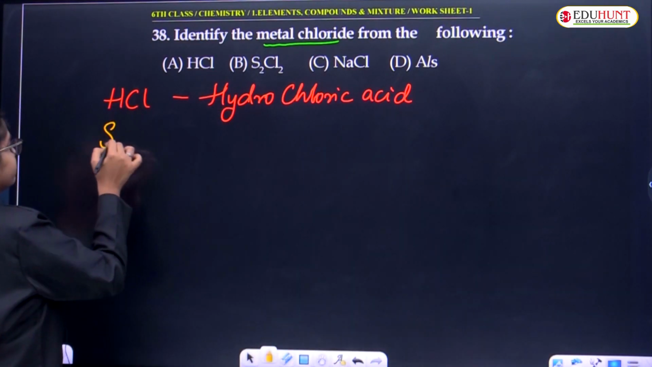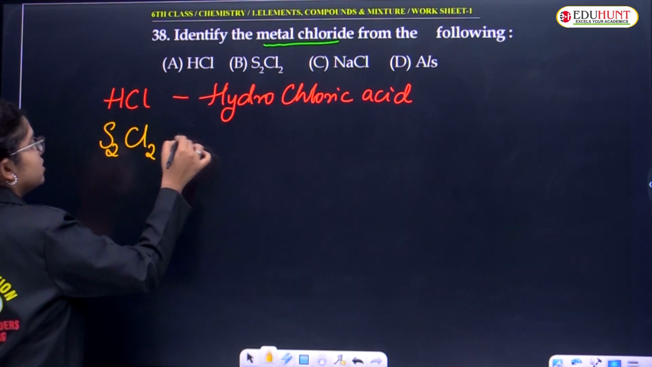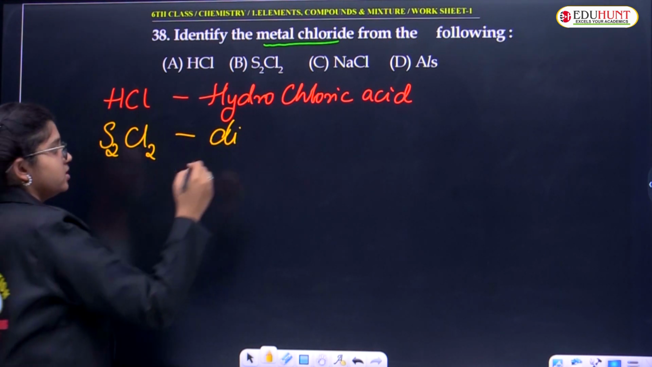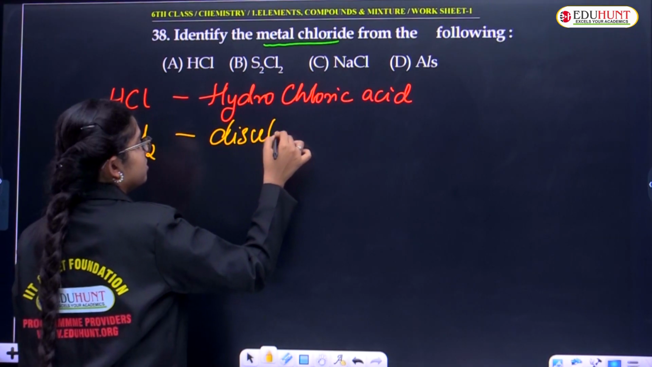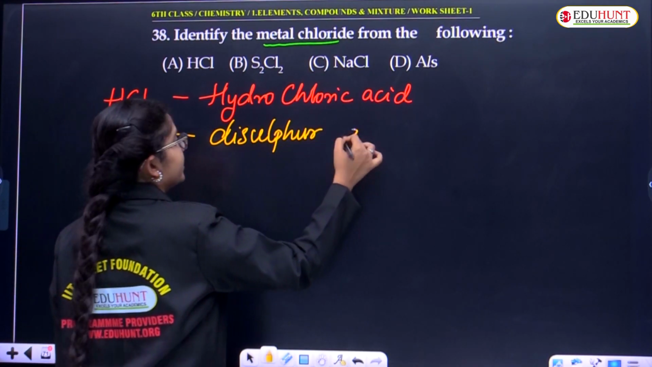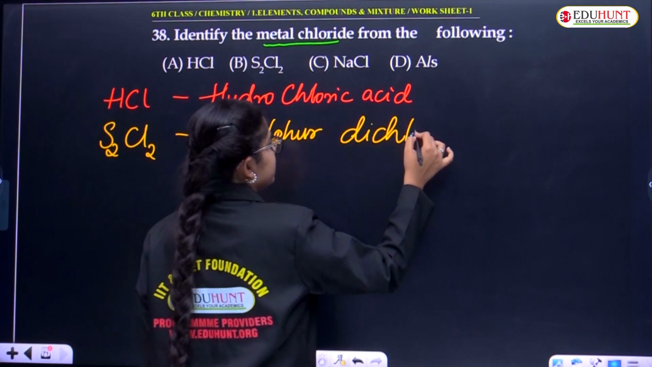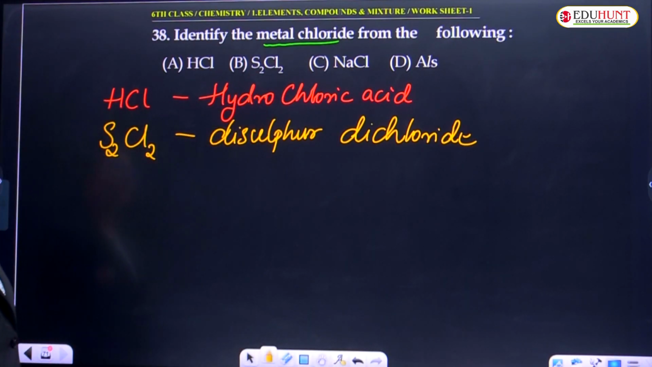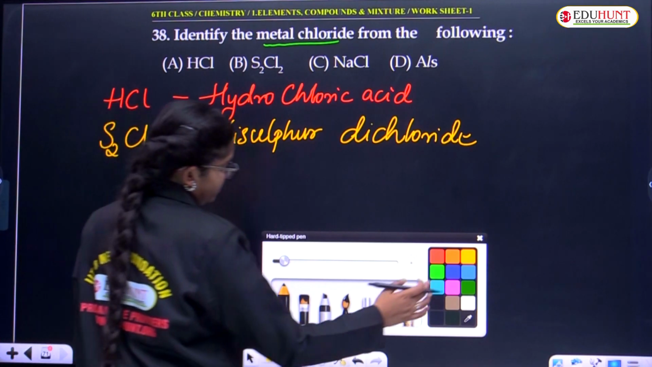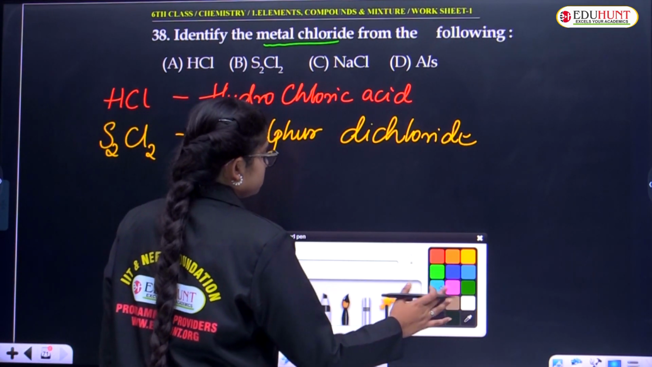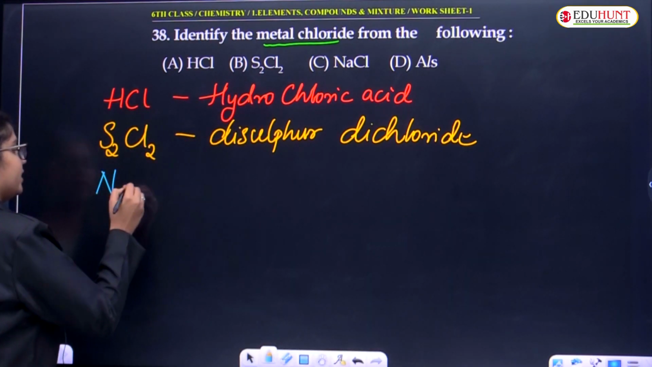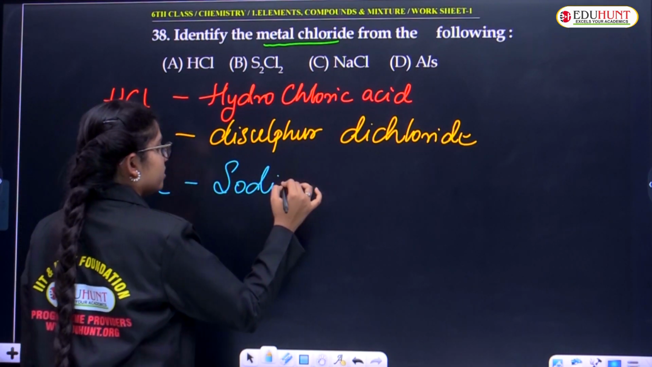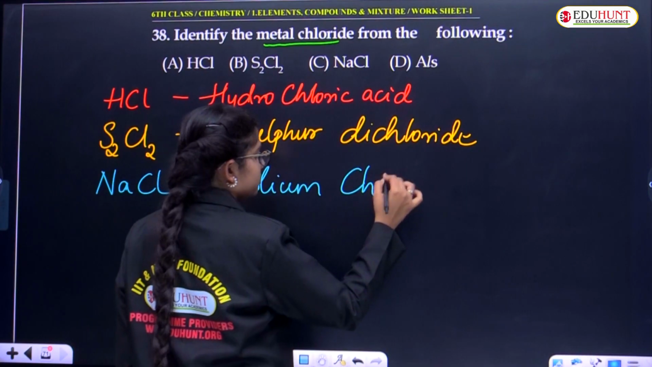S2Cl2 stands for S2, disulfur, because two sulfurs, no? Disulfur dichloride. Okay? And NaCl. NaCl stands for sodium chloride.